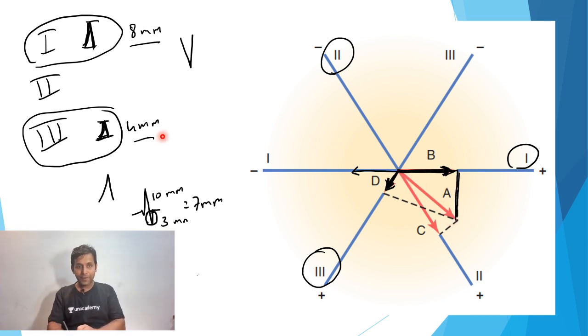I repeat again, we record lead 1 and lead 3, and then we plot them on the axis with respect to the center point. The magnitude of the deflection of the wave corresponds to the magnitude you plot on leads 1 and 3. We draw a perpendicular on both the axes where they terminate, and the point of intersection gives you the mean cardiac axis, or the direction of the cardiac vector. We will take a few more examples.